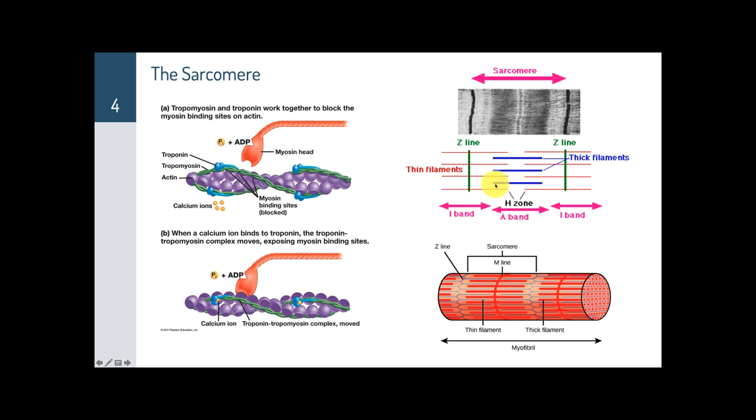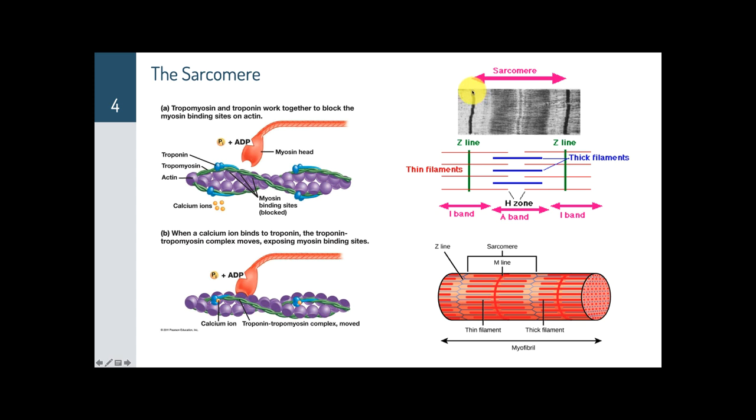Then when we get to the A band, we have the overlap of myosin and actin. You can see here, the A band is the overlap of myosin and actin. You can see another form of the I band here where we only have the thin filaments. And this section in the middle, this is the H zone. The H zone is where only myosin exists, right? There's no other proteins overlapping here.